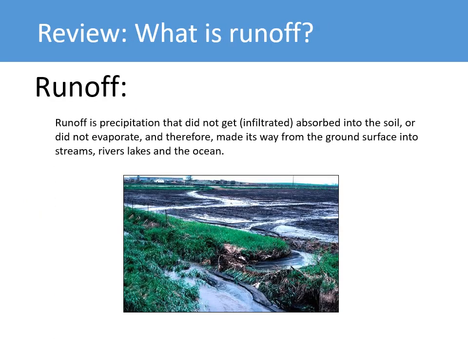So runoff is precipitation, and as you guys know, precipitation is rain or snow or sleet or hail that did not get infiltrated. That means absorbed. We have talked about groundwater and how it takes it a little while to actually absorb the water. But when it rains, you will notice that there's a lot of water at once. So not all of that gets absorbed into the soil, and not all of that gets evaporated when the sun comes up. So it's actually, as you can see in the picture, it runs, which is why it's called runoff, to the nearest body of water, which could be a stream, river, lake, or ocean.